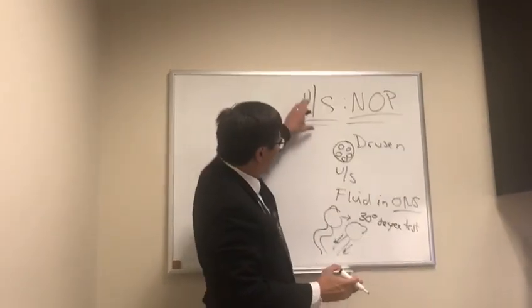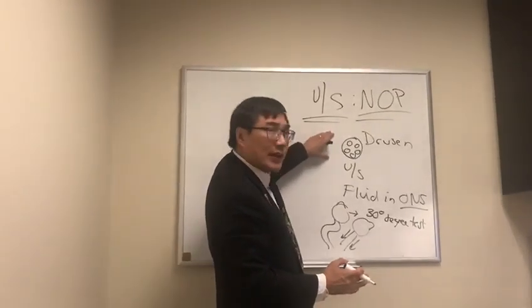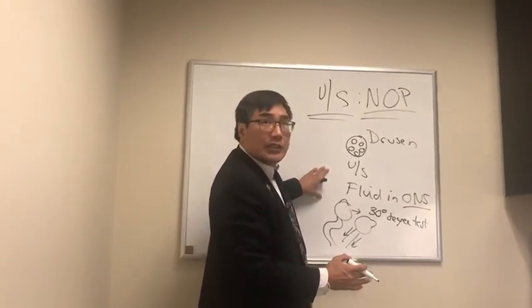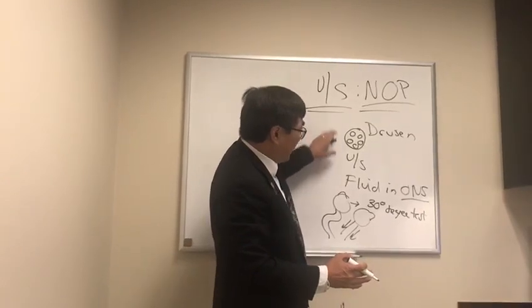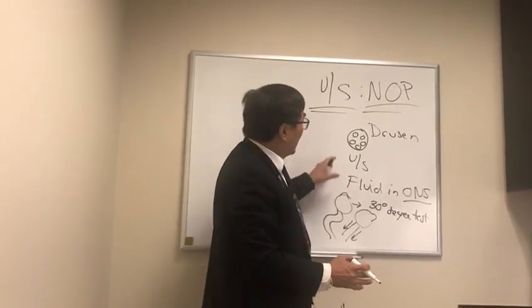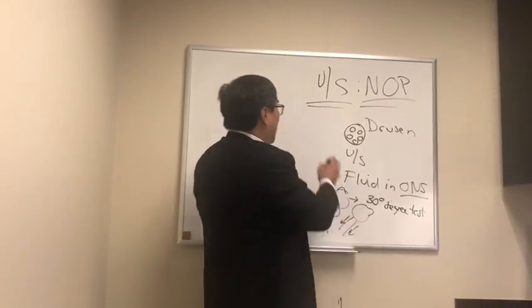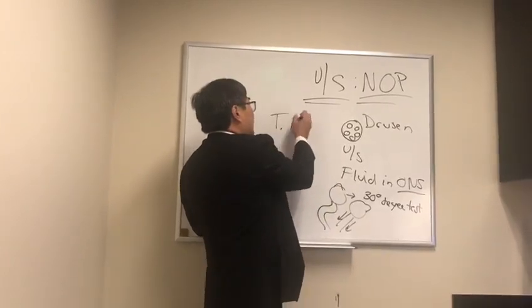And so we have ultrasound for looking for calcified drusen and for looking for fluid in the sheath, which is pseudopapilledema versus true papilledema. The other way that we have been using the ultrasound is for the temporal artery.